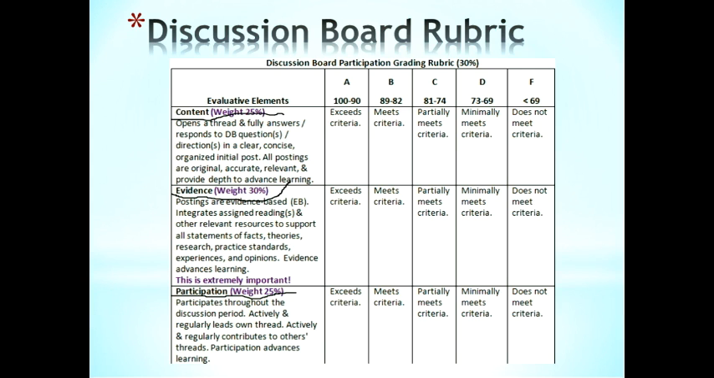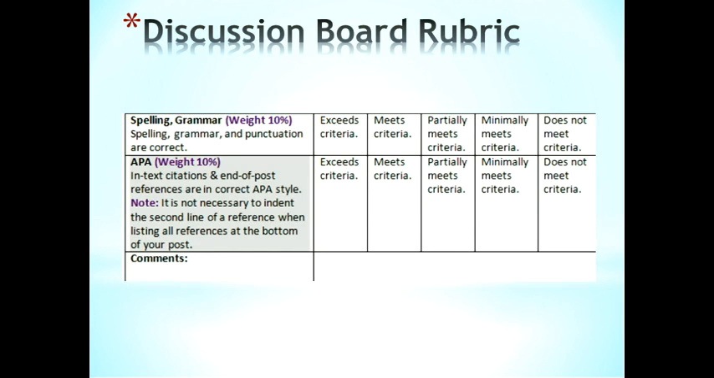And you can see here that a grade of 90 to 100 is exceeding criteria. 82 to 89 is meeting criteria. And so definitely you want to get either one of these grades, A or B. And if you recall also, you need a B to be successful in the graduate program.